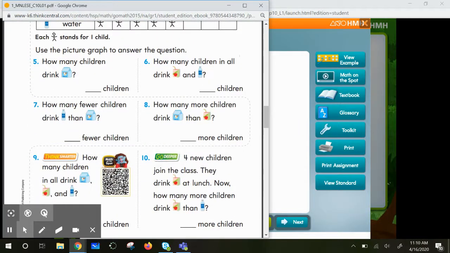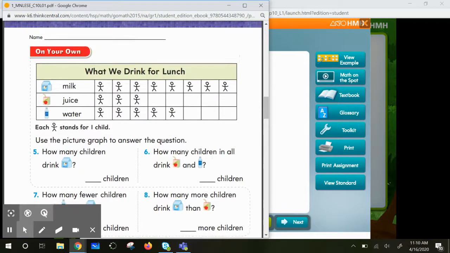Next question, how many more children drink milk than juice? It's similar to what we just did, except it's using more children instead of fewer. And remember, when you're using more children instead of fewer, it's the same thing. It's the same kind of math.